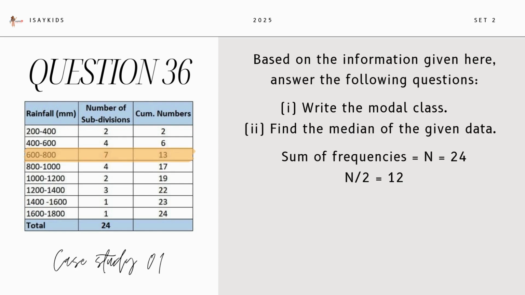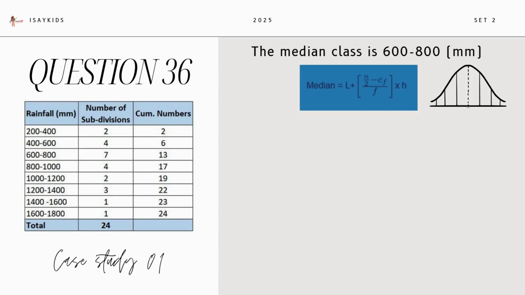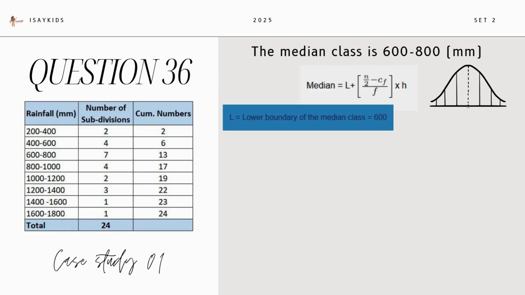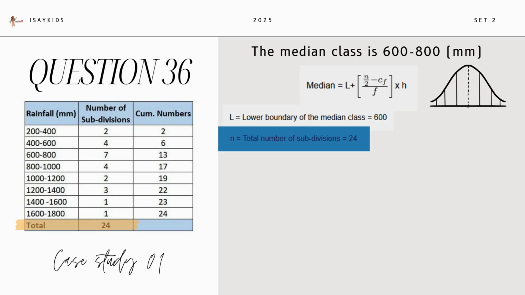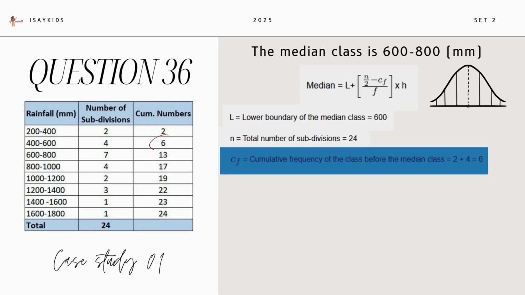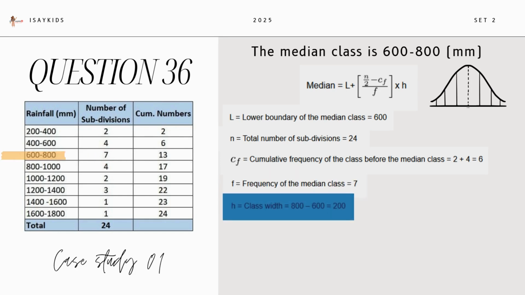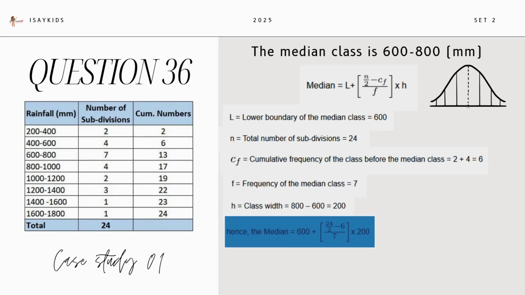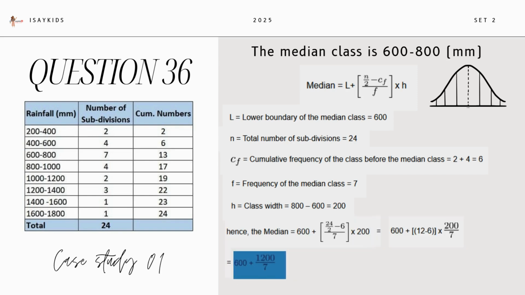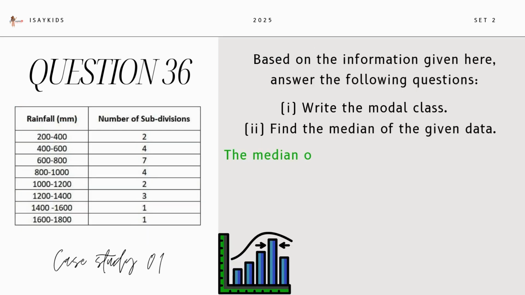Now, 12 would lie in the class 600 to 800. Hence, median class is 600 to 800. Now, median is given by L plus (n by 2 minus Cf) upon f times h, where L is the lower boundary of the median class, so it will be 600. N is total number of observations, which is 24. Cf is the cumulative frequency of the class before the median class, so it will be 6. F is the frequency of the median class, 7. H is class width, so 200. And median would be 771.43 millimeter. Thus, the median of the given data is 771.43 millimeter.